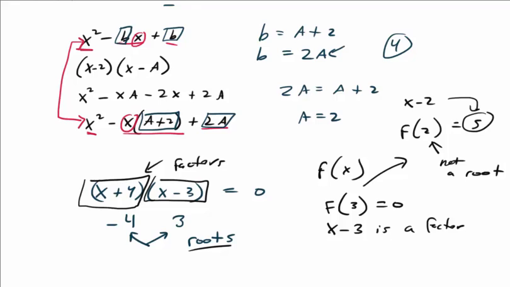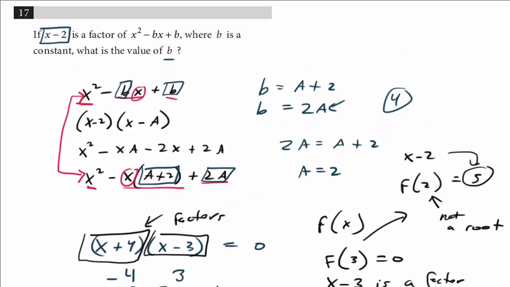So going back to this question here, what makes this so easy is if we're told that x minus 2 is a factor of this. Remember what I said about factors? That means that x equals 2 is a root or a solution. And so all we have to do here is we have to just plug in 2. All right, so we're just going to plug in 2. So that's going to be 4.